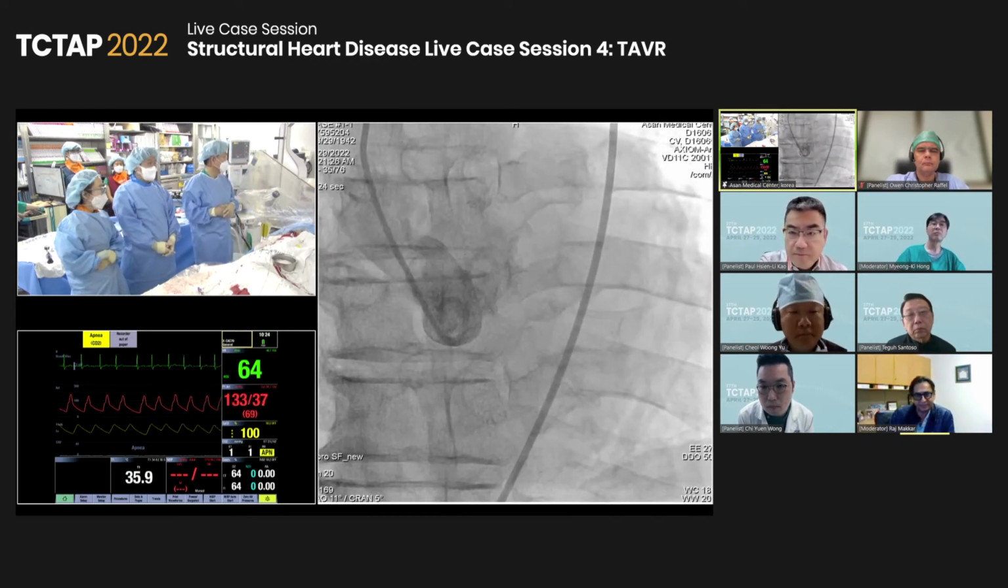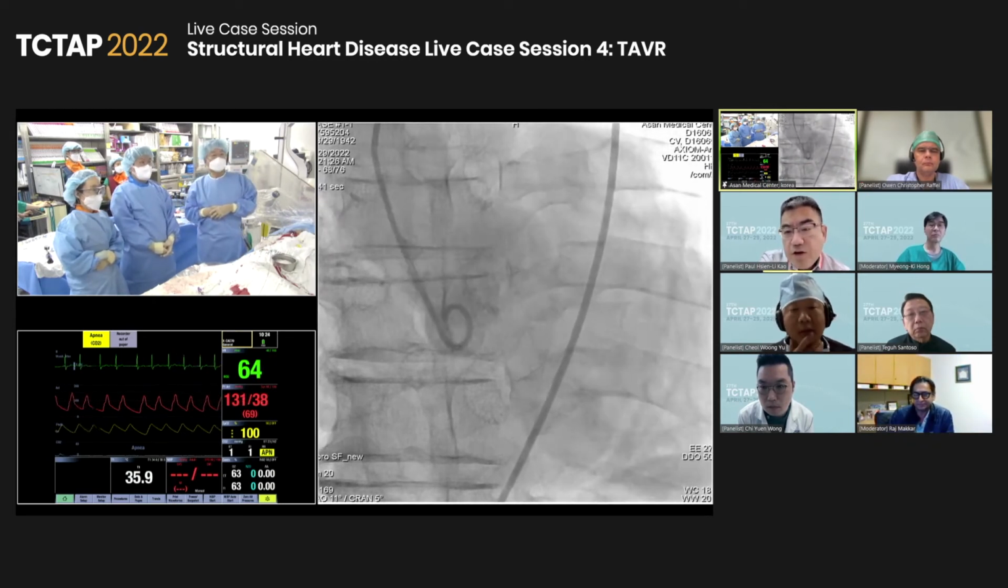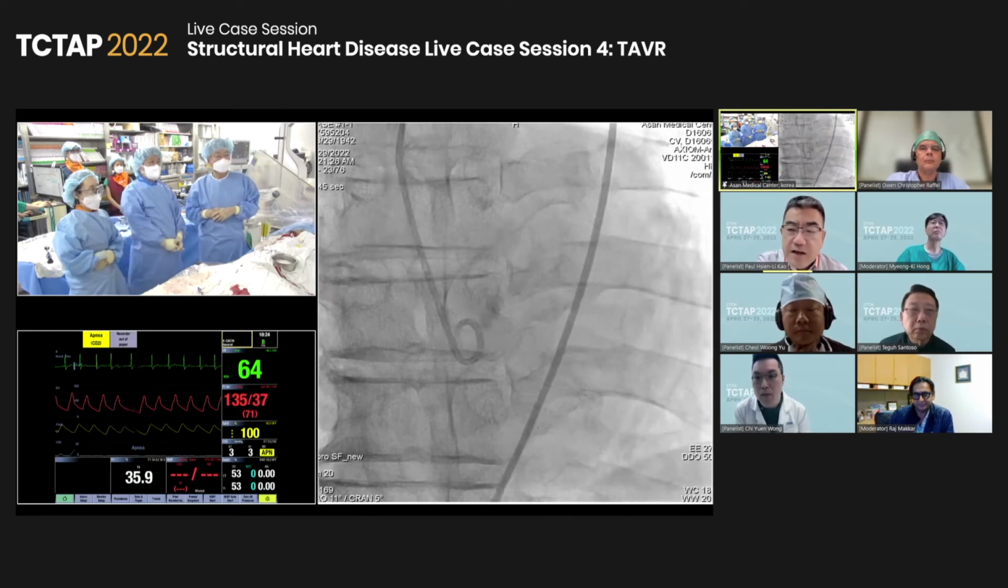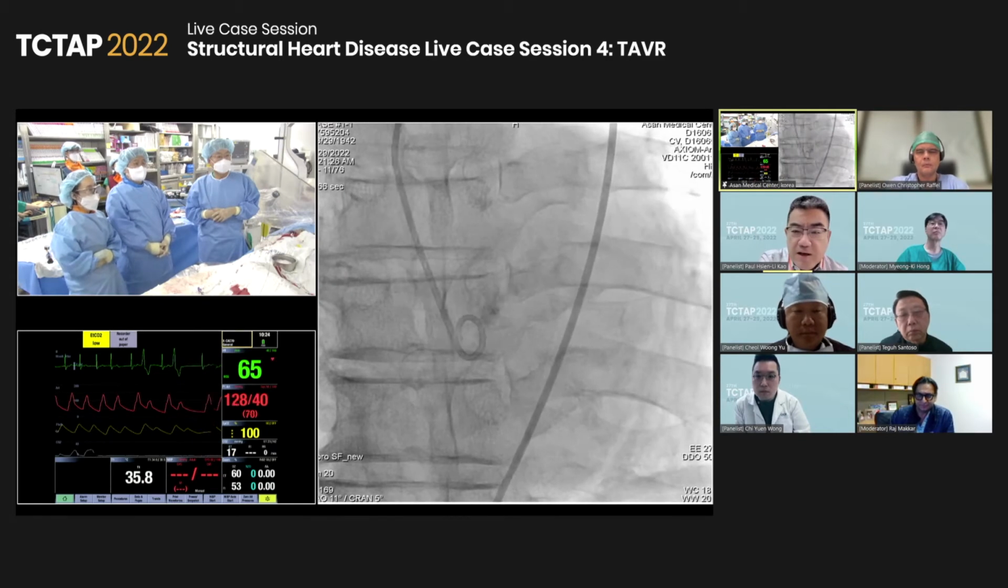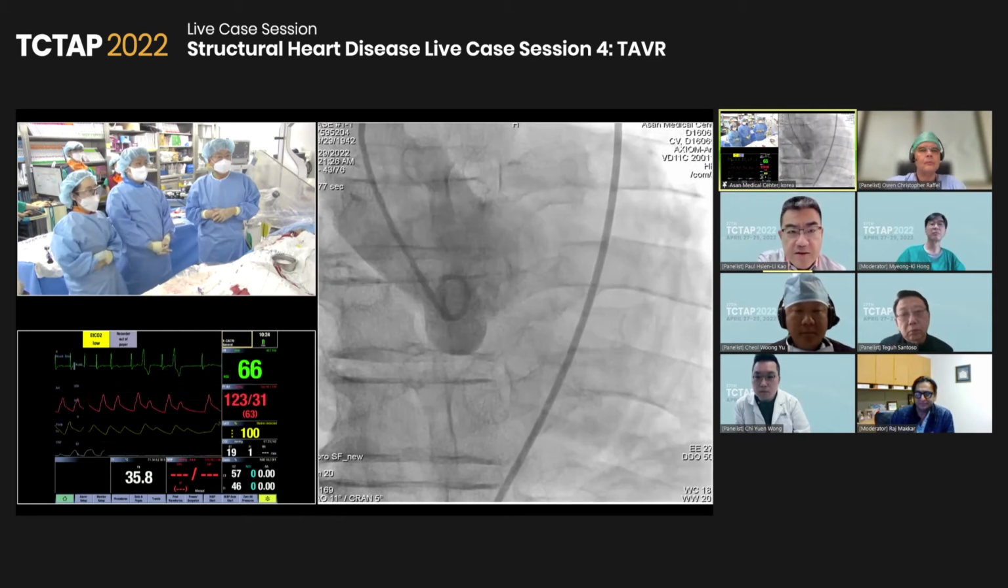but I think other choices are excellent as well. Yeah, and in addition, the access size, the vessel size, is big enough. So I think this case is suitable for almost any available device.